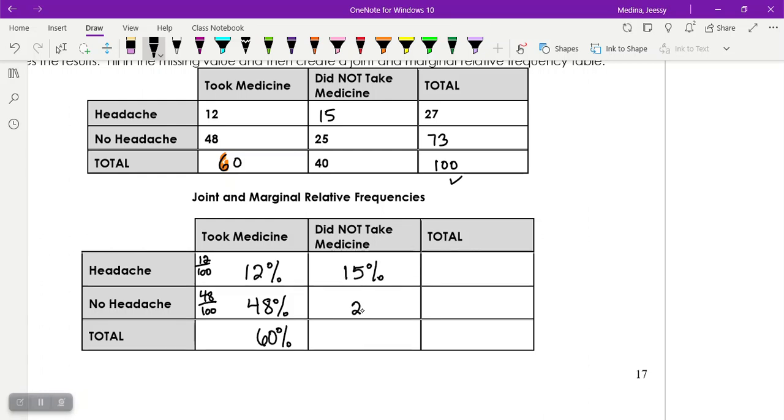Okay? So a frequency table is going to have whole numbers. A relative frequency is going to have the percents.